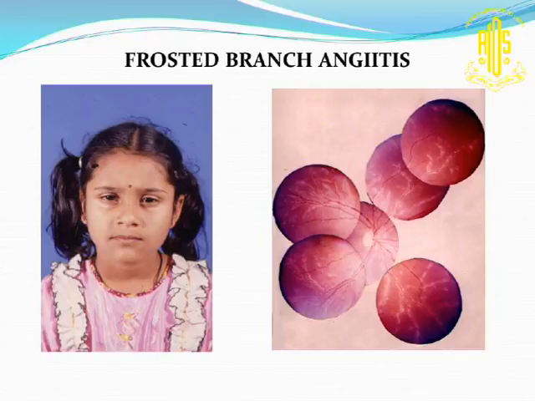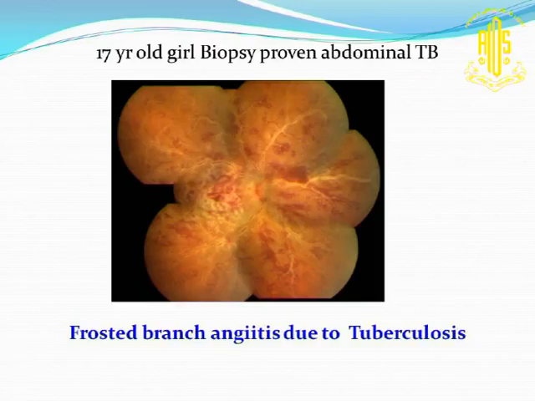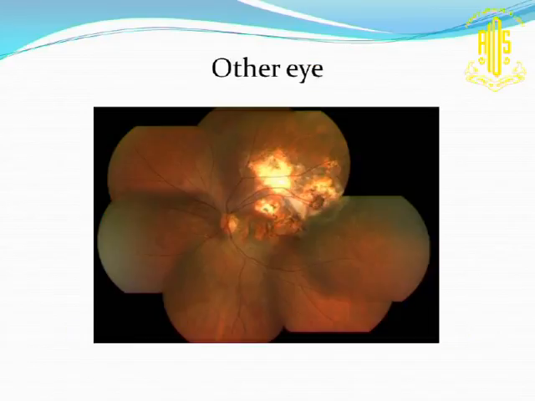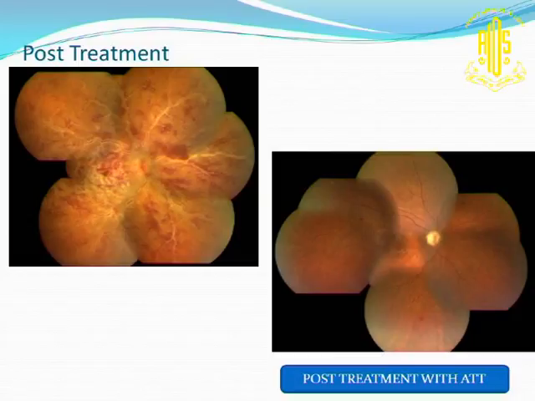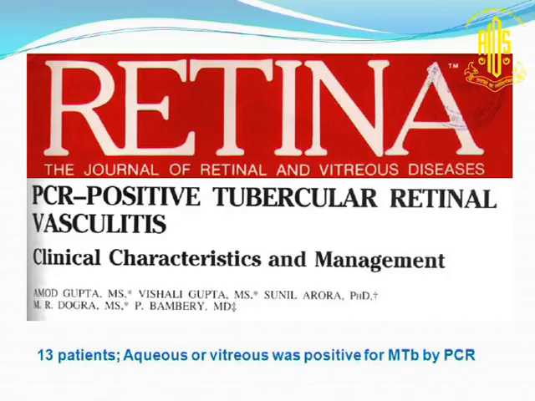Tubercular retinal vasculitis can produce frosted branch angiitis in one of the patients due to tuberculosis. And here you will see the healed tuberculoma of the choroid. And you can see that with anti-TB treatment and steroids, there is a complete resolution of inflammation. PCR-positive tubercular retinal vasculitis has been described by the Amod Gupta group. In 13 patients, aqueous or vitreous was positive for MTB by PCR.